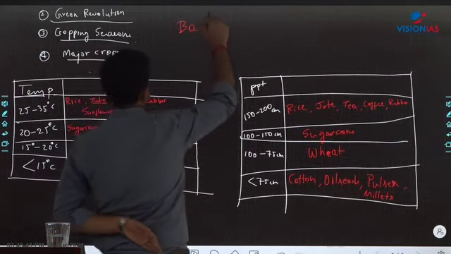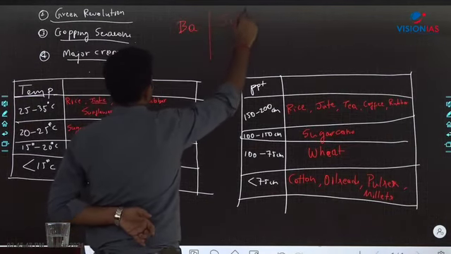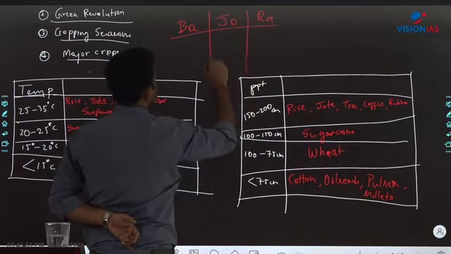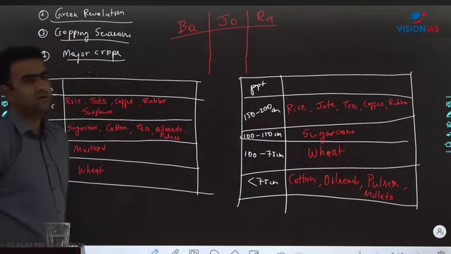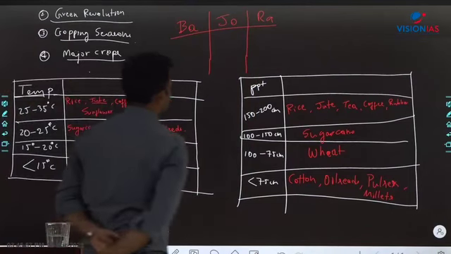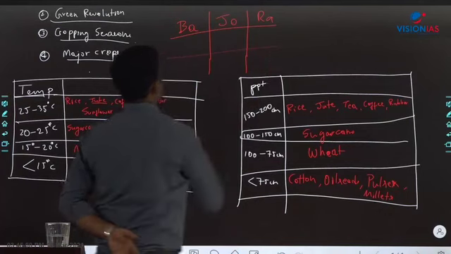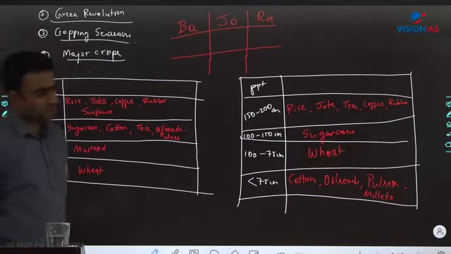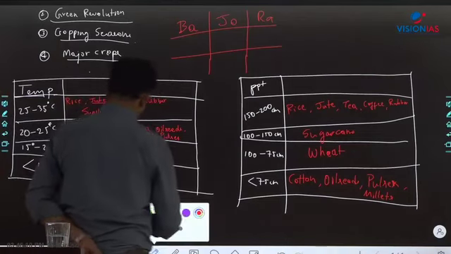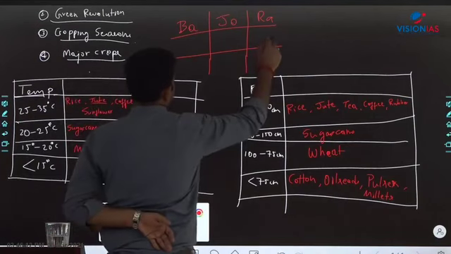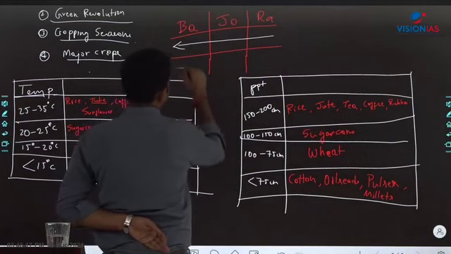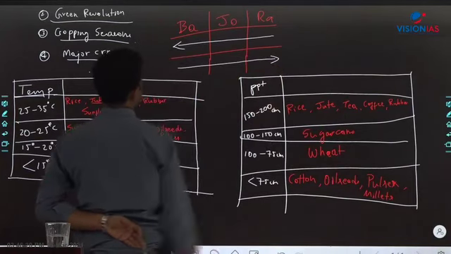First one is bajra, second one is jowar, third one is ragi. Okay, together we call it as bajora. Bajra, jowar, ragi. The precipitation conditions and the temperature conditions in these 3 crops are inverse to each other. What do you mean by that? The temperature requirements increases in this direction, whereas precipitation requirement increases in this direction.